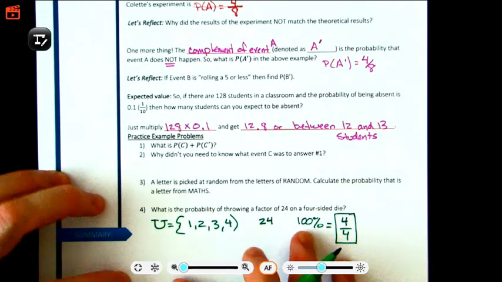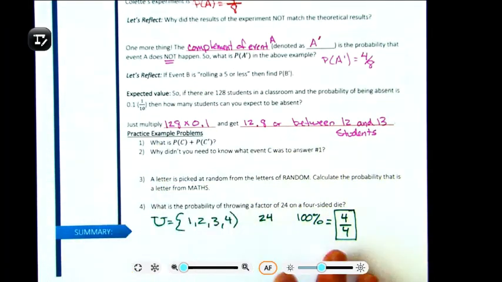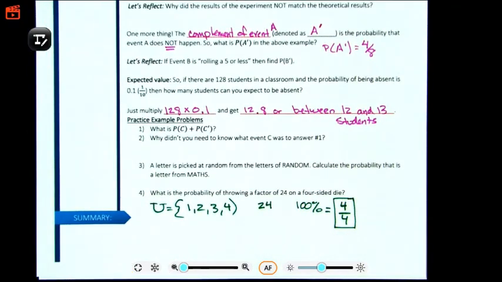All right, so that's it. You'll be responsible for answering some of the questions I didn't, along with the practice questions, and then completing the summary. I hope that helped. If I made an error, I apologize. We can most definitely fix that in class, and I will see you then. Thank you very much.